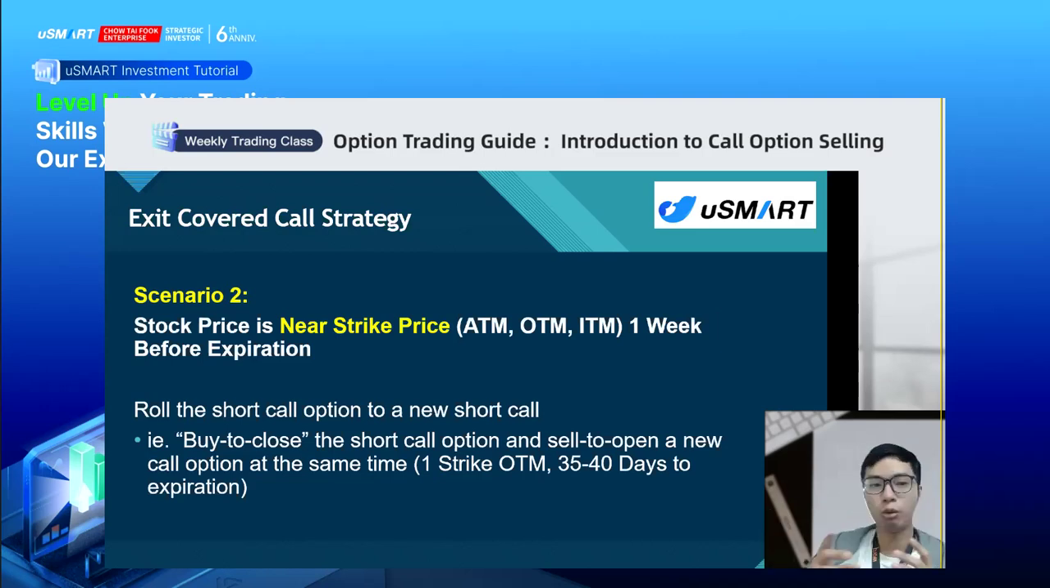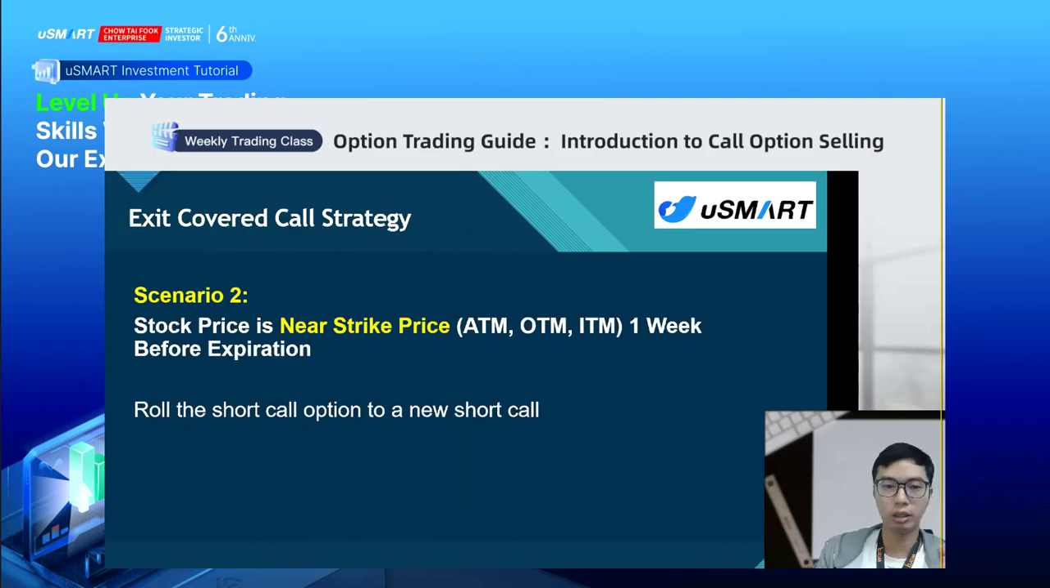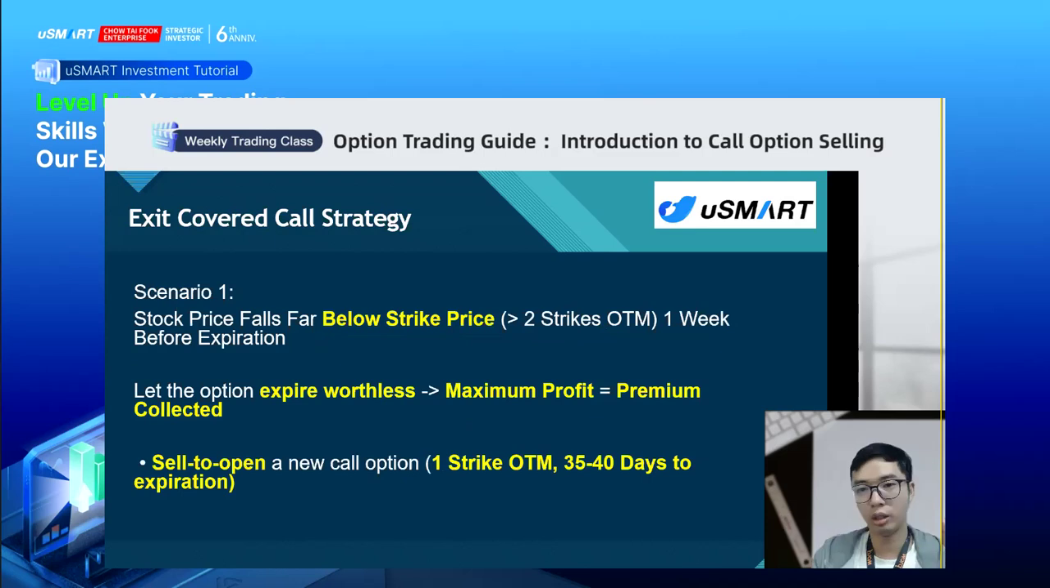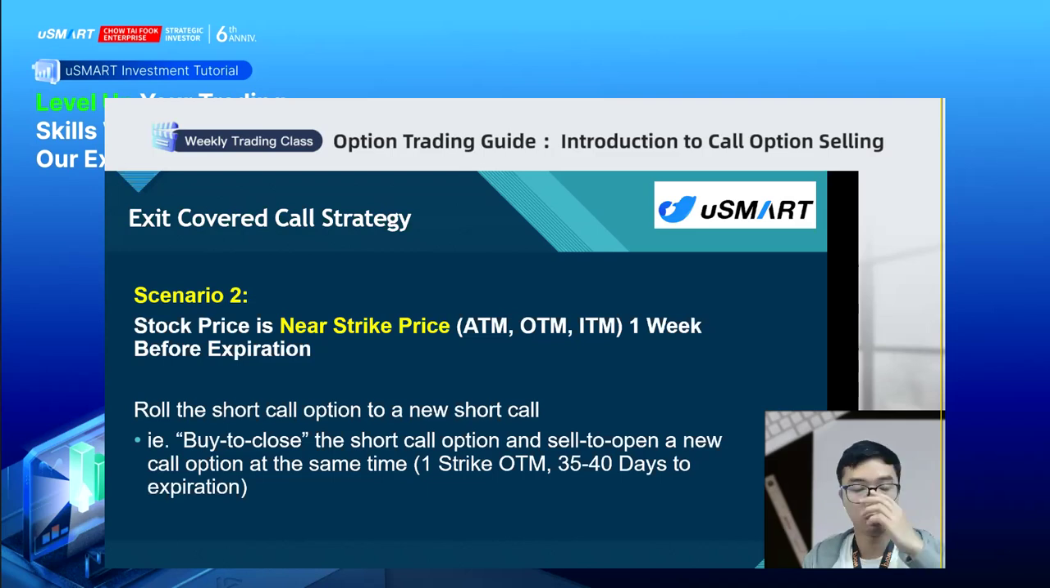Just now the scenario was that the price fell below the strike price. We let it expire, and at expiry it was still below the strike price. While in scenario two, because we don't know if we'll be at the money, out of the money, or in the money, we can choose to roll the short call. That means we don't wait for the expiration date; we close the short call, and then we open a new one. All right, so it's around one strike out of the money, 35 to 40 days to expiration.